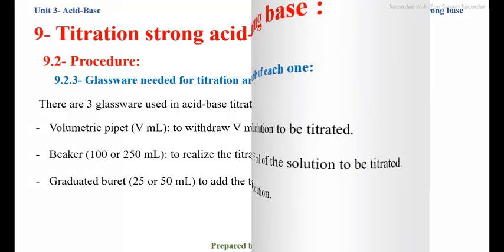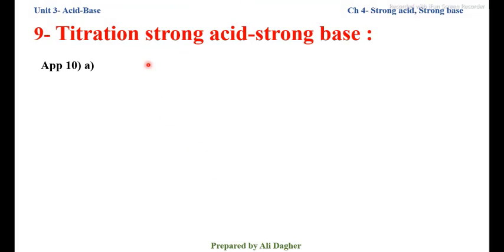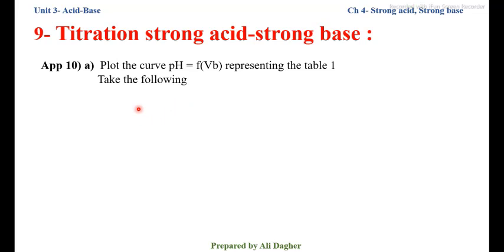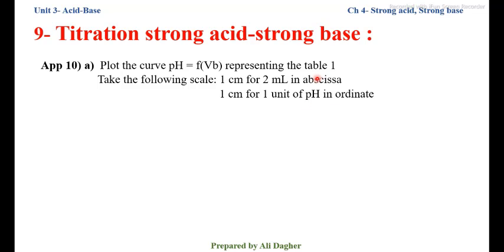Application 10: Plot the curve pH as a function of VB representing table 1, the data obtained after pH metric titration. Take the following scale: 1 cm for 2 ml in abscissa, 1 cm for 1 unit of pH in ordinate.